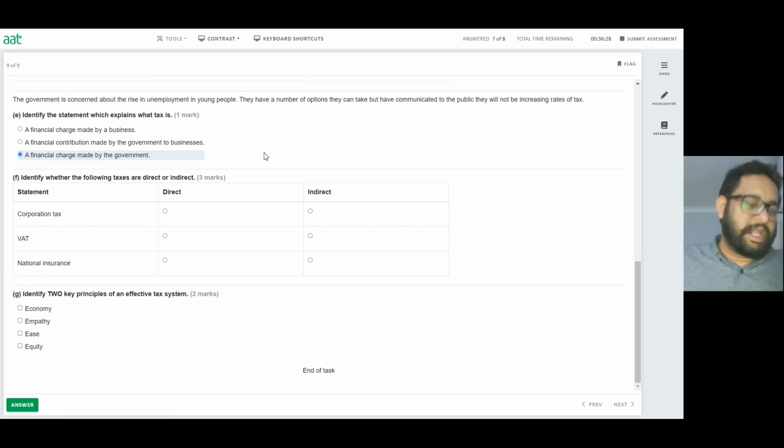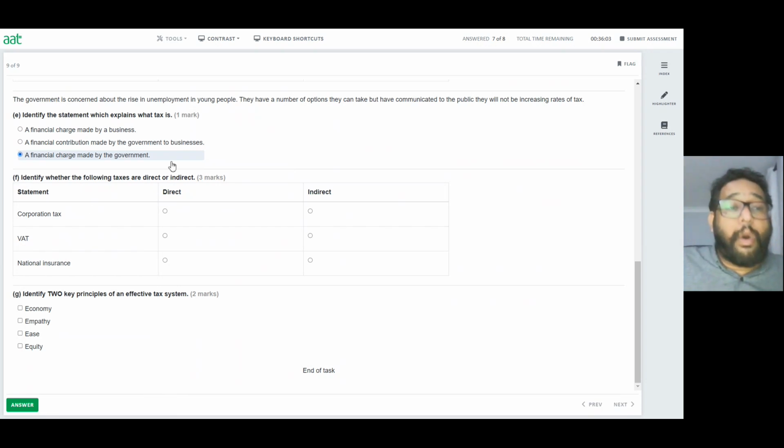Okay, the funding: NHS, probably education, they are all funded by taxation. Identify whether the following taxes are direct or indirect. If you look at that, a direct tax is something you pay from your own pocket directly to the government, and an indirect tax is when somebody pays your tax on your behalf. You don't pay that directly.